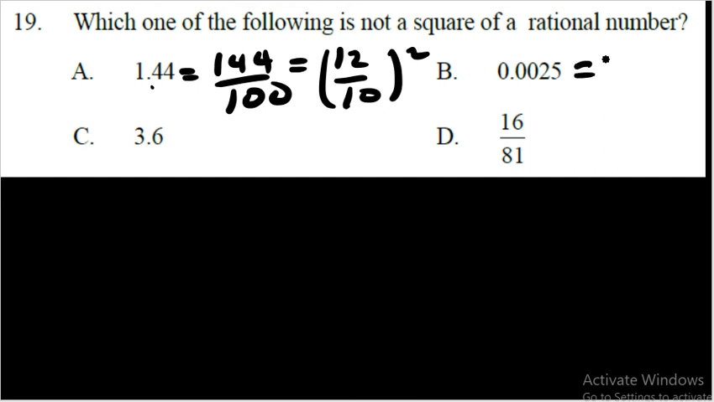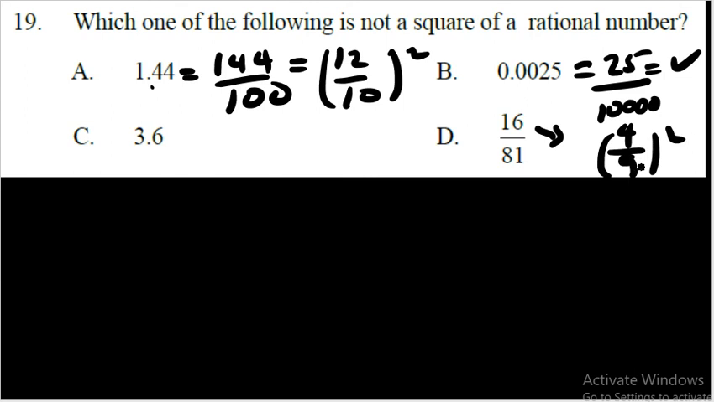What about this? This is 25 over how many? 1, 2, 3, 4 zeros we have. So we can write it as (5/100) squared. If you square 100, it will be 10,000. So this also works. What about here? 16 over 81 means (4/9) squared. It works.